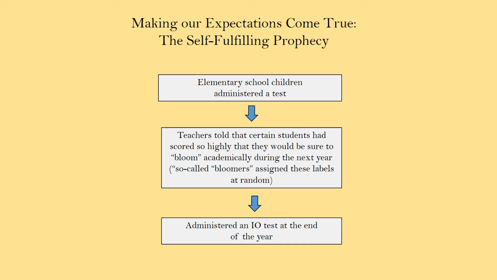There were no real differences in ability, but what he told the teachers is that some of these students are bloomers. Then he administered another IQ test at the end of the year, because he wanted to see, did the teacher's expectations change the student's performance? If a teacher thinks that you're a high achiever, does she or he end up treating you differently? Do they actually turn you into that high achiever? And vice versa. If a teacher has low expectations about you, does that mean that you will end up not performing as well?